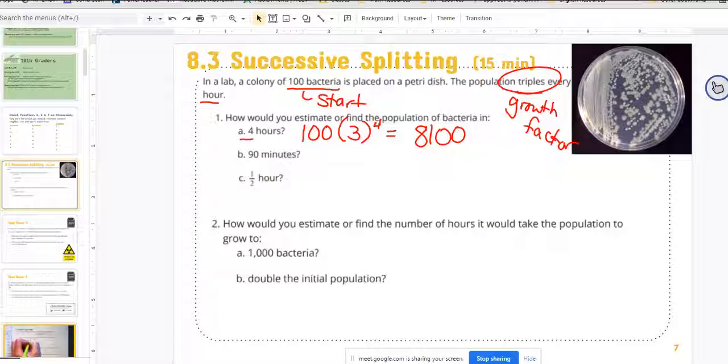Yeah, I did it on my phone. Gotcha. All right, awesome. Thank you for that. Very nice. All right, so after 4 hours, we have 8,100 bacteria.